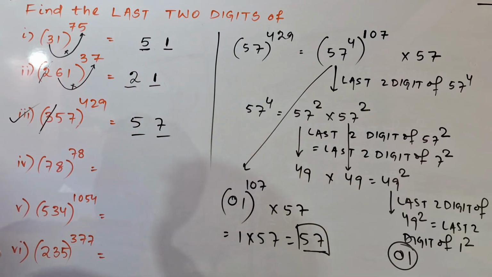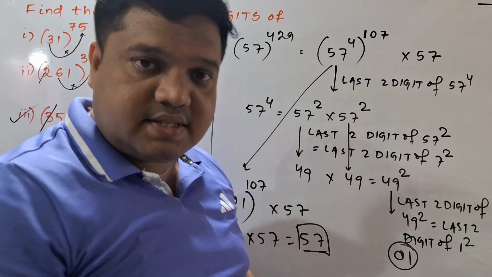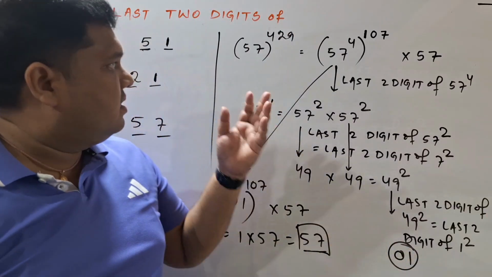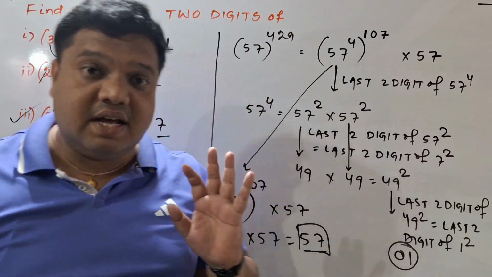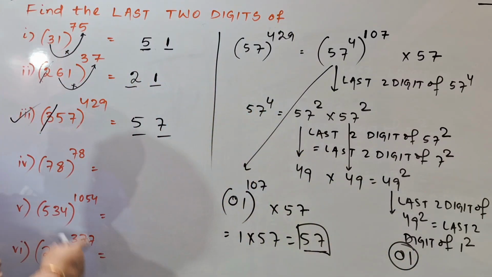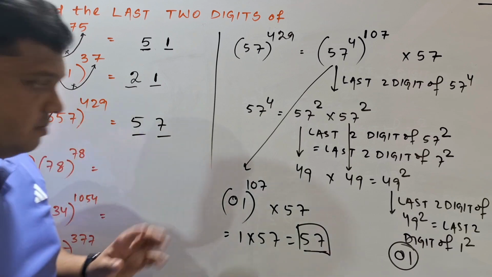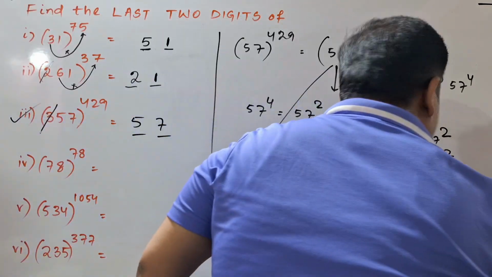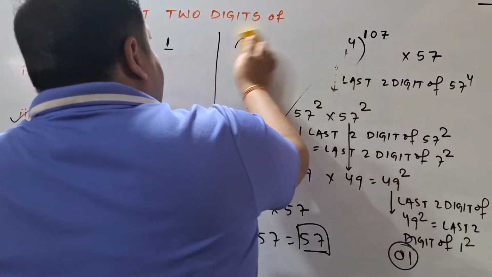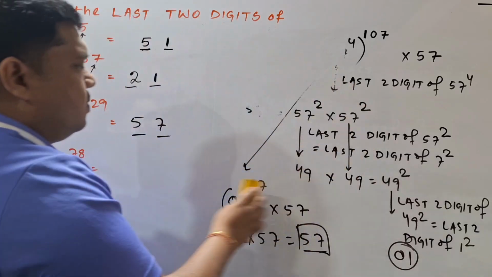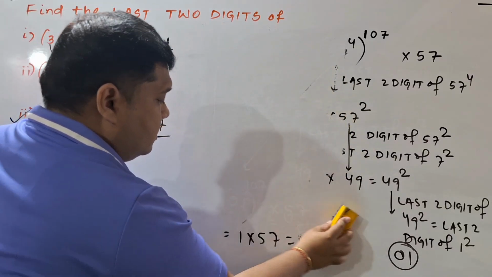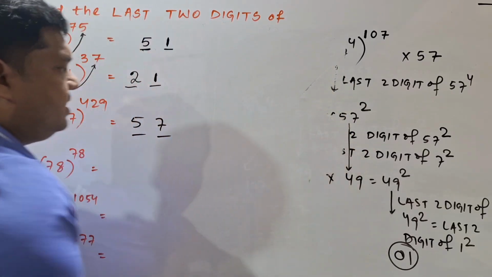Before even base, let's handle base ending in 5. Base ending in 1 we discussed, base ending in 7 done, base ending in 3 done, base ending in 9 done. Now I will handle how to handle a base ending in 5. I think this one is noted. Okay, the answer here is 57.